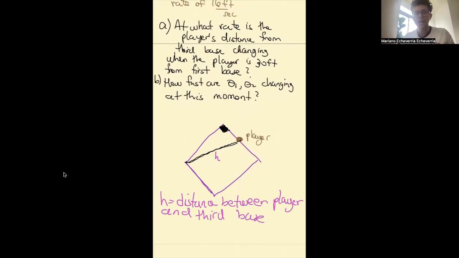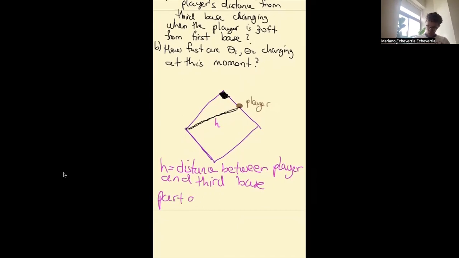So part A is asking for the dH/dt. Is that okay? Because it's asking for how much this distance is changing as you're moving. So far, so good. Are there any questions about this? Okay, so now we need an equation that's convenient for H.